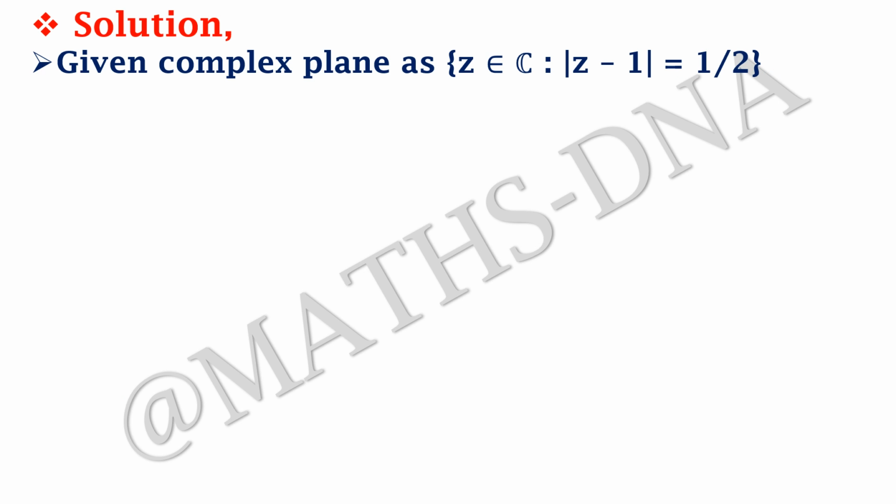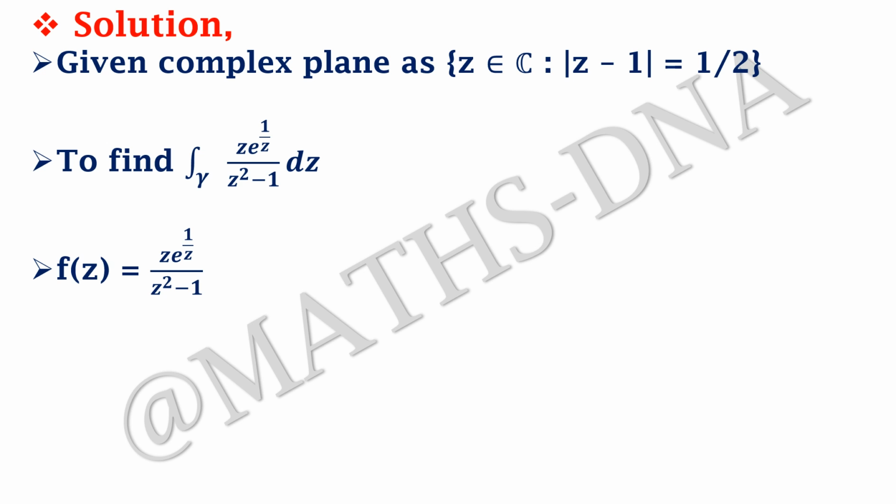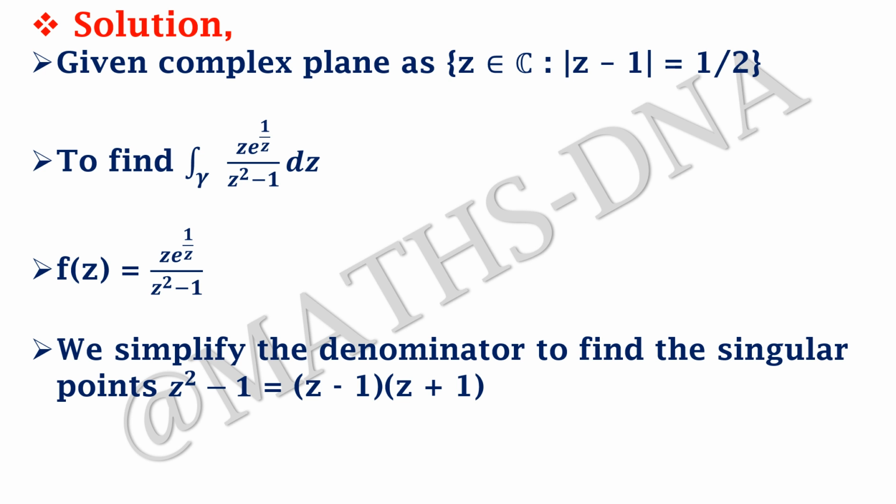Here also we apply the same formula. Firstly, the complex plane that is given to us is mod z minus 1 equals 1 by 2, and we have to find the integral of z into e raised to 1 by z upon z square minus 1 dz. Then here the f(z) that we have equals z into e raised to 1 by z upon z square minus 1. Again, we first simplify the denominator.